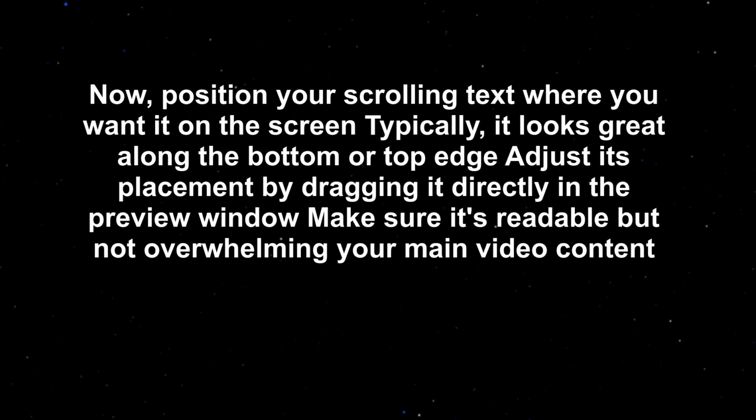Now, position your scrolling text where you want it on the screen. Typically, it looks great along the bottom or top edge. Adjust its placement by dragging it directly in the preview window. Make sure it's readable, but not overwhelming your main video content.